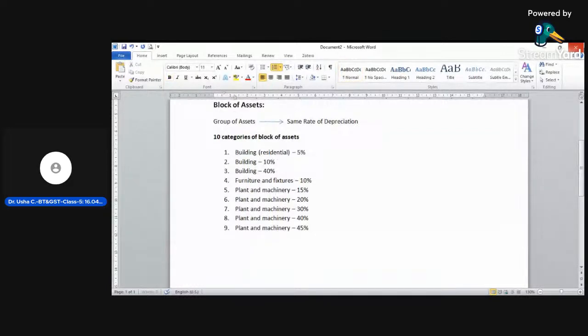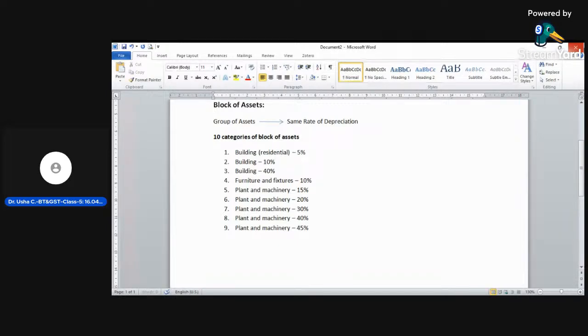All other tangible fixed assets other than furniture and fixtures and building come under the heading of plant and machinery. And this plant and machinery is charged at the rate of 15%. Under which situation is it charged at the rate of 15%? It is charged at the rate of 15% for any kind of plant and machinery which is not covered under blocks 6, 7, 8, 9. If it is not covered under these categories, then this will be charged at the rate of 15%.